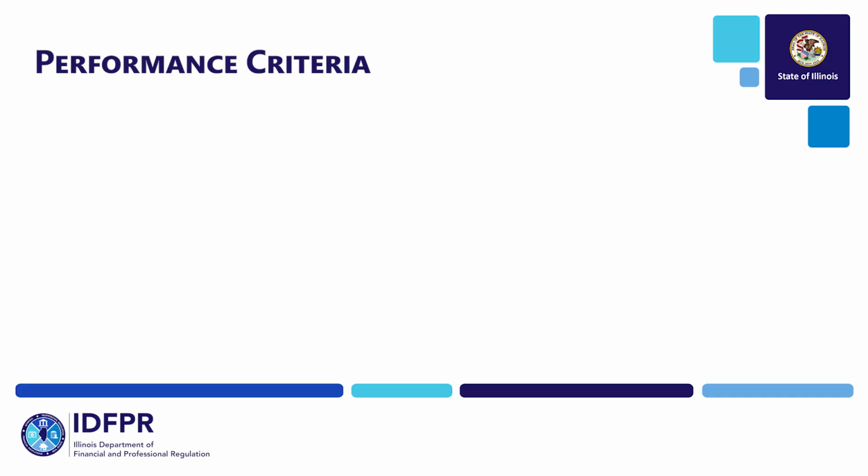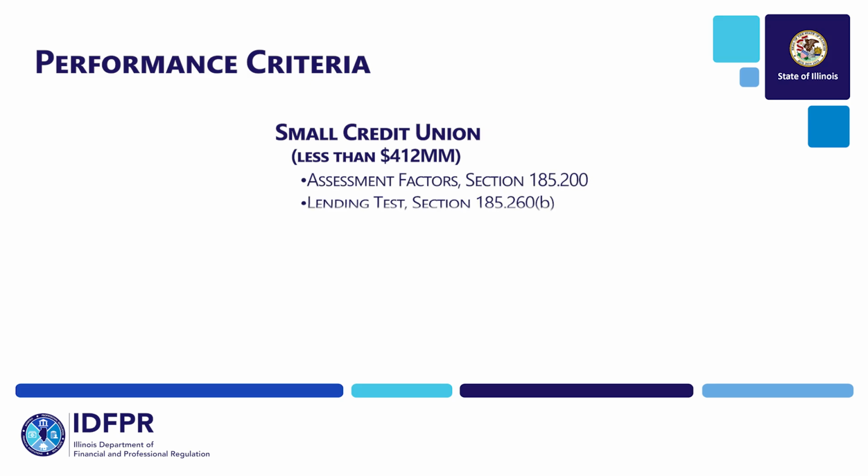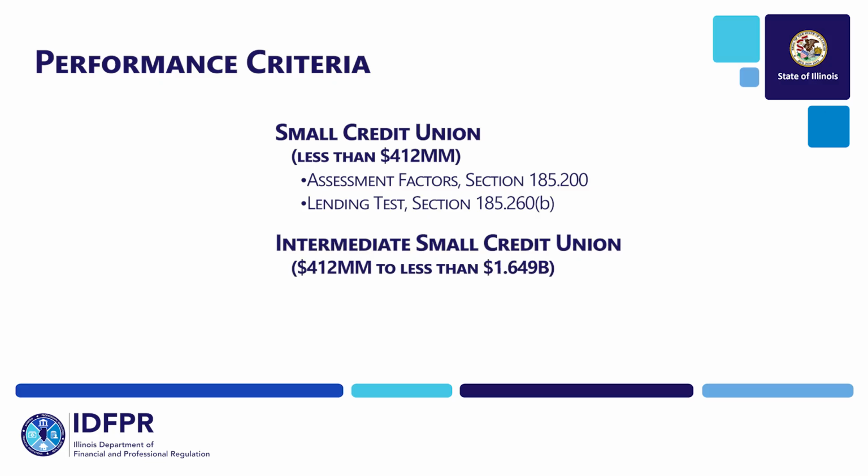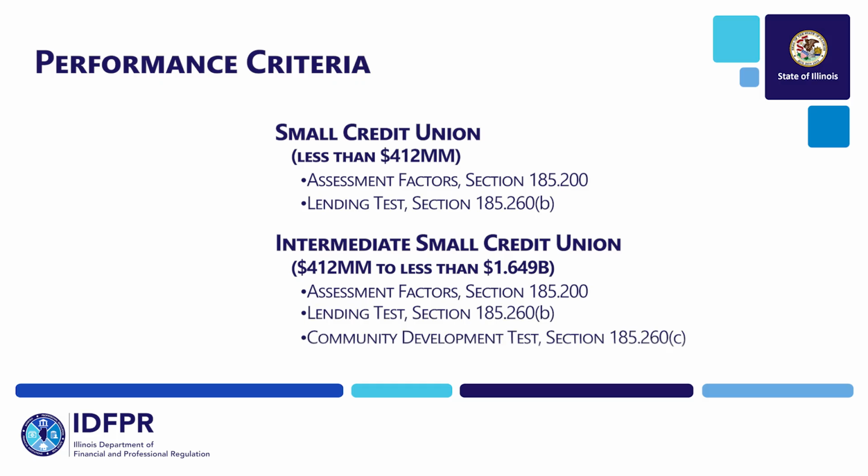Performance criteria. Small credit unions with less than $412 million in total assets are evaluated using all applicable assessment factors and a modified lending test. Intermediate small credit unions with $412 million to less than $1.649 billion in total assets are evaluated using all applicable assessment factors, a modified lending test, and the community development test. Please note, asset size thresholds are adjusted annually and published on the department's website. The QR code on the references page near the end of the video provides access to the most current thresholds.